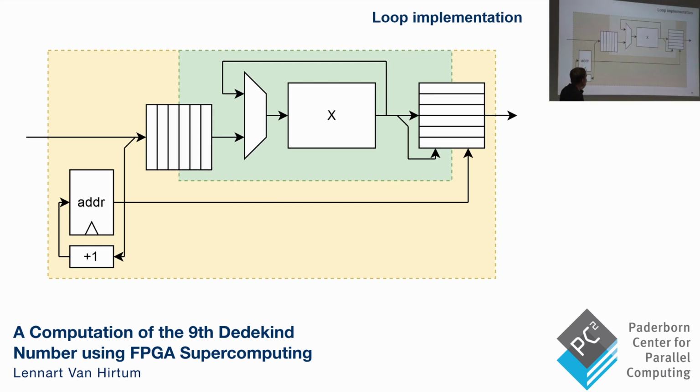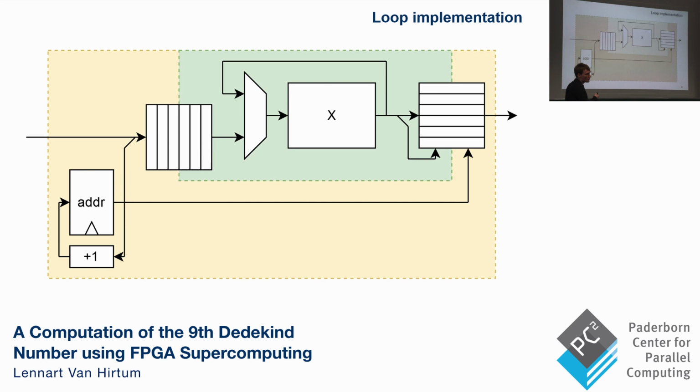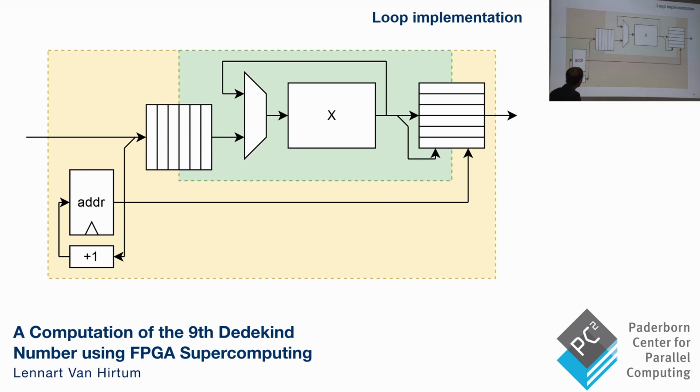So basically, what we have here is, in here come our graphs, our input data. They are given an address. So this is an address counter. It counts up every clock cycle. And they're given an address, put in the FIFO.